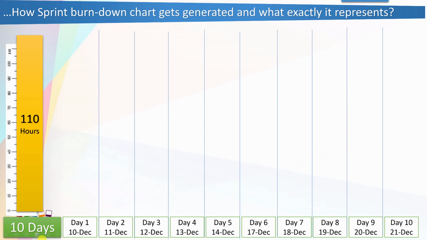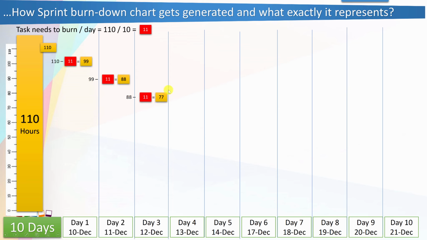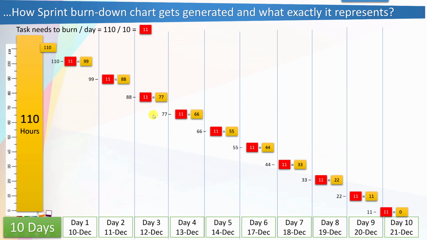So how is the ideal line calculated? Let's assume the total is 110 hours and there are 10 working days. So each day 11 hours of work has to be completed. If 11 hours need to be completed, at the end of day 1, how much should remain? It will be 110 minus 11 equals 99, and similarly at the end of day 2 it should be 88, at the end of day 3 it will be 77, and so on.